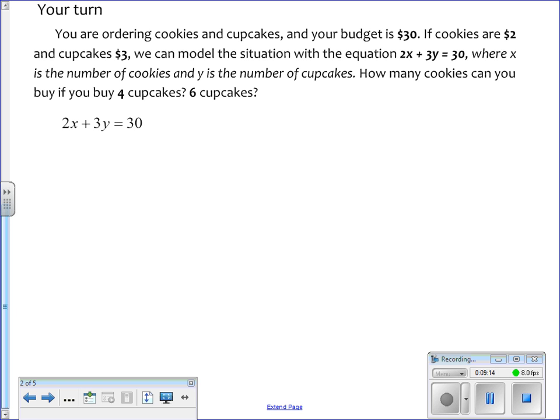So my first question to you is, what variable is cookies? Y is the number of cupcakes, so x is the number of cookies. So what you need to do, here's what I want you to do, is solve this one for x. Take a minute, rearrange it. I want x equals. Take a minute and do that. Don't do the rest of it till you know.